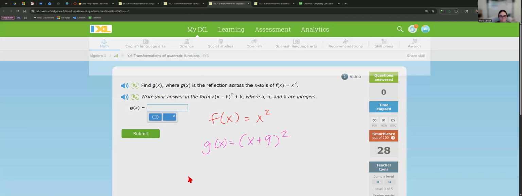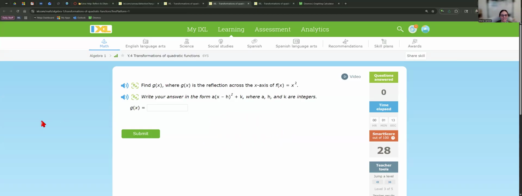All right. We're going to find g of x, where g of x is the reflection across the x-axis of f of x equals x squared. And in the notes for reflecting and dilating functions, I talk about how we can add or really multiply by a negative, either outside of the function or inside with x, to cause it to reflect. If I want to reflect across the x-axis, here's the x-axis.